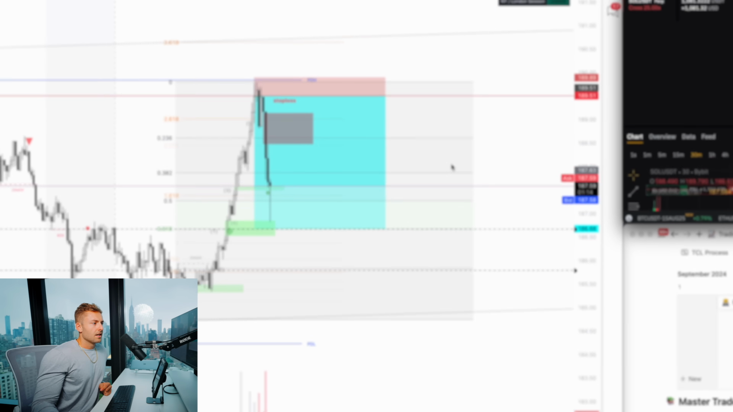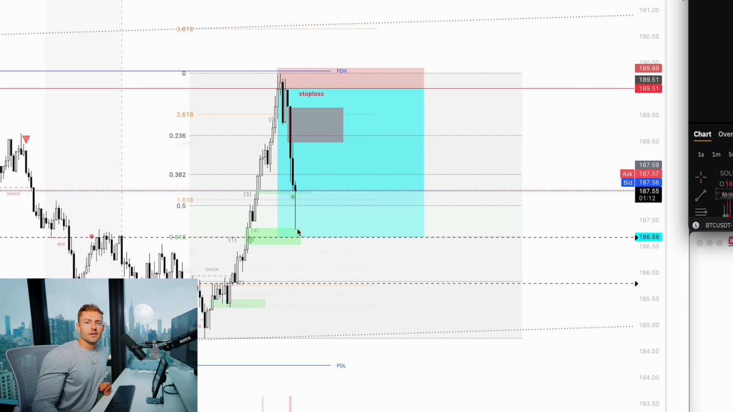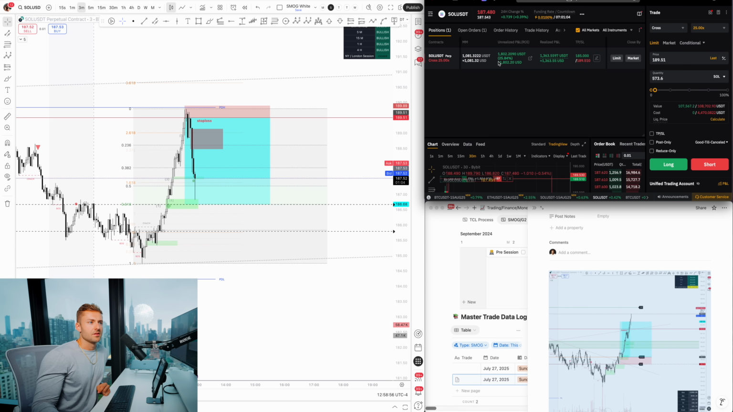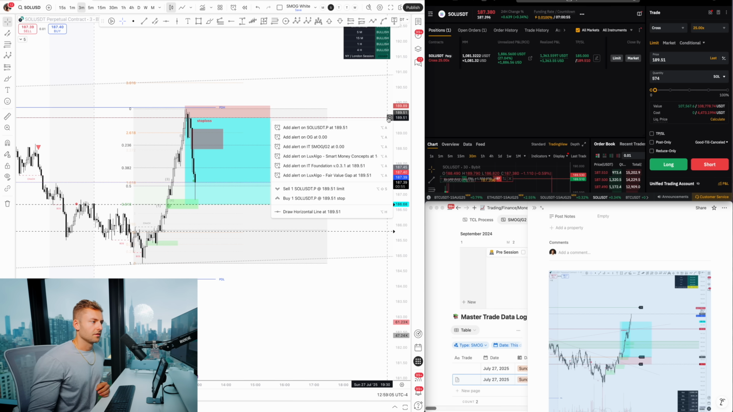All right, so price came down to almost touch the 61.8 area. So you'll see I locked in 1,300 on this position. I still have 1,800 open. So now I'm just gonna watch for this area to be hit. I have an alert set, so let's see what can happen now.